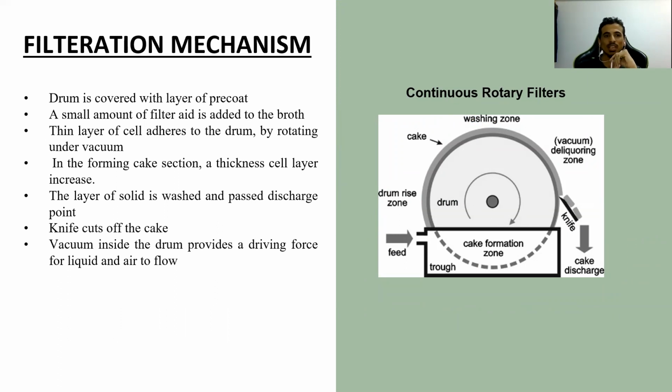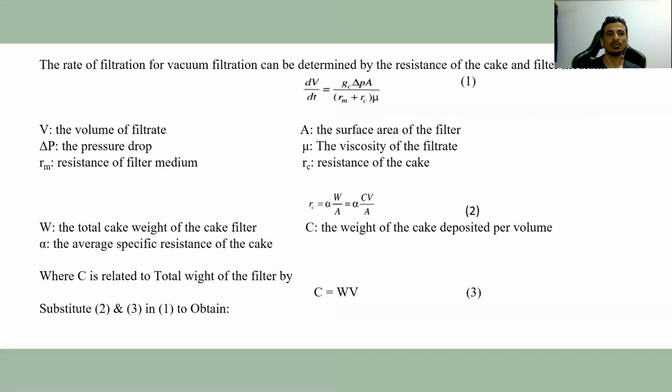In the section of forming cake, the thickness of the solid layer is increasing, where the layer of solid is washed and passed to the discharge section. The knife cuts off the cake. Then the vacuum inside the drum provides a driving force to push up the filtrate and air to flow. So the rate of filtration for a vacuum filtration can be determined by the following equation, where dV over dt, the volume flow rate, equals Kc multiplied by the pressure drop and the area of the filter, divided by the resistance times the viscosity of the filtrate.